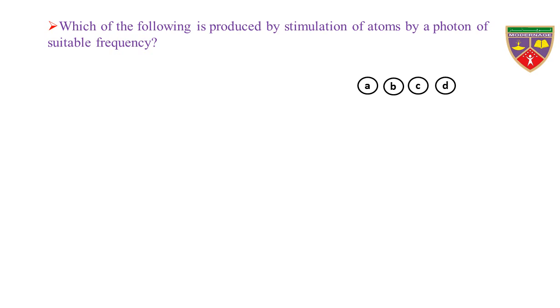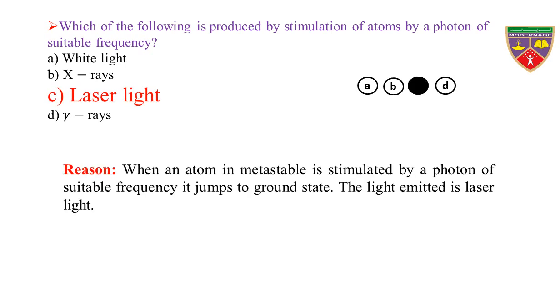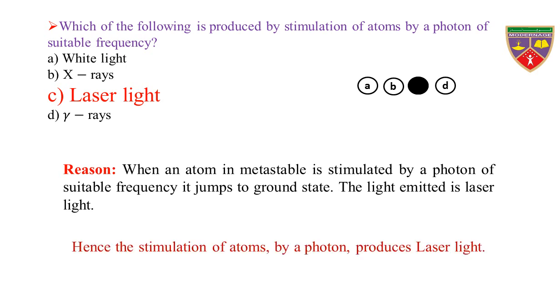Which one of the following is produced by stimulation of an atom by a photon of suitable frequency? Option A, white light; option B, X-rays; option C, laser light; option D, gamma rays. The key is laser light. Therefore, the correct option is C. Reason: when an atom in metastable state is stimulated by a photon of suitable frequency, it jumps to ground state. The light emitted is laser light. Hence, the stimulation of atoms by a photon produces laser light.